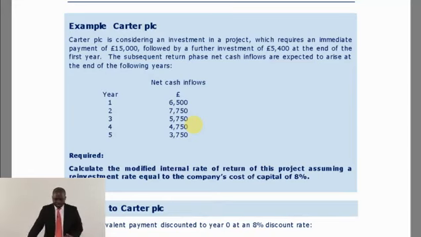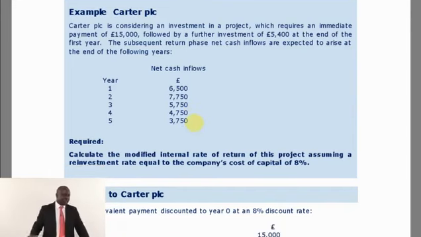Qatar PLC is considering an investment in a project which requires an immediate payment of 15,000 followed by a further investment of 5,400 at the end of the first year. The subsequent return phase net cash inflows are expected to arise at the end of the following years, year 1 up to year 5. Now be with me.